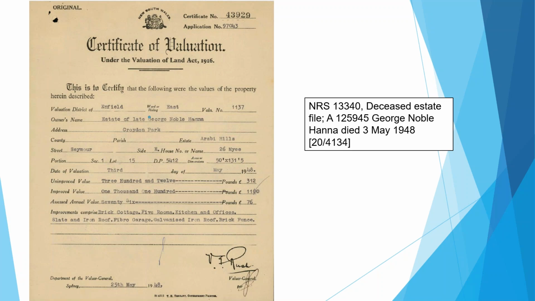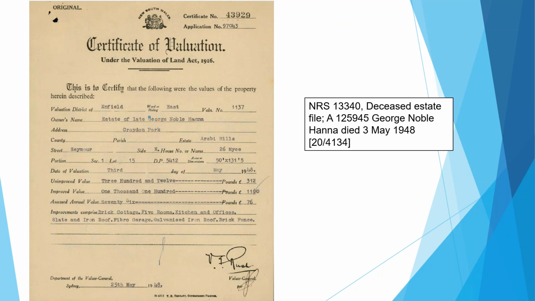And this tells us that he owned the house at Croydon Park, so still owned it after all these years. It's 26 Seymour Street still. We've got the lot and the section and the DP numbers there. We've got the date that the house was valued. We have the unimproved value, so the value of the land, and the improved value. So that would be the value of the land plus the house and any structure that was on that land.